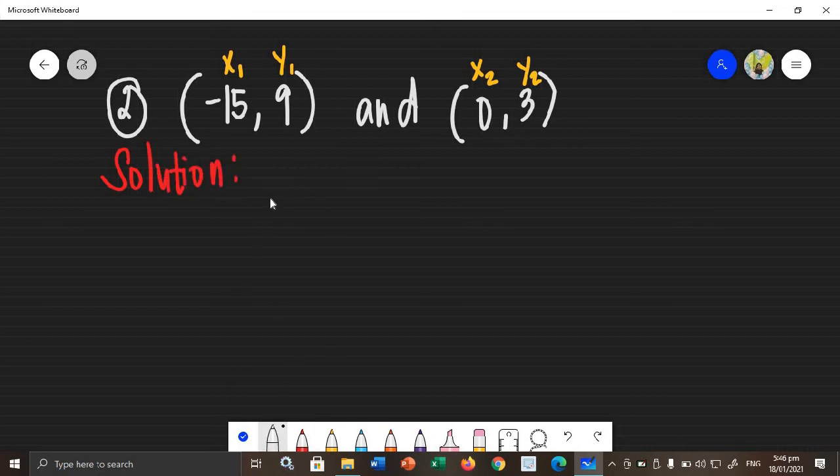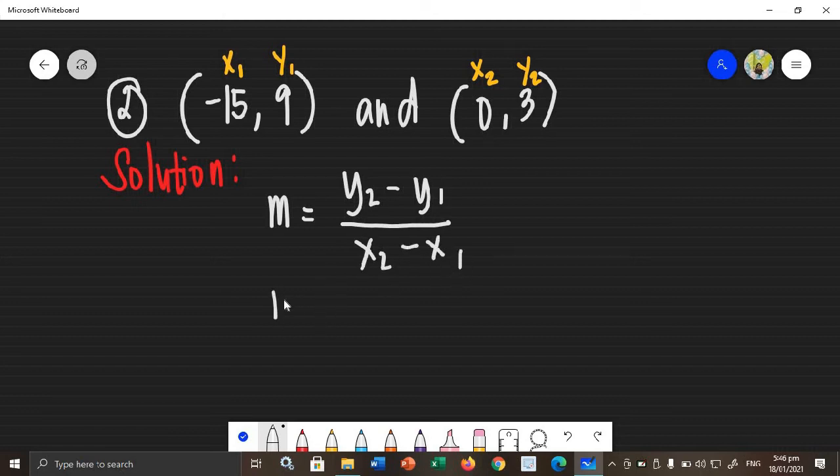So our formula is equal to m, which represents the slope, is equal to y sub 2 minus y sub 1 over x sub 2 minus x sub 1. And then substitute natin yung mga values. Y sub 2 natin is 3 minus y sub 1 is 9. Okay, so we have 3 minus 9 over x sub 2 natin is 0 minus our x sub 1 is negative 15.